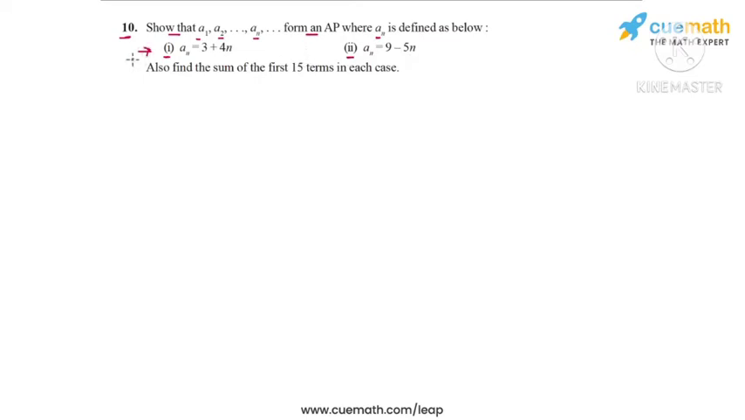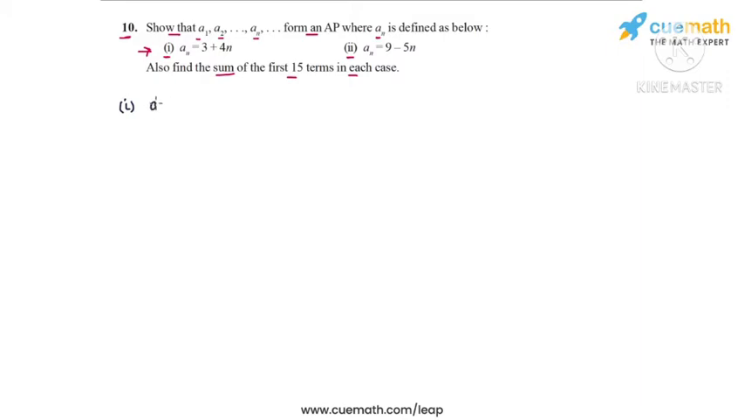So we have to show that in each case, given this definition of the nth term of the progression, it forms an arithmetic progression, and then we have to find the sum of the first 15 terms in each case. So let's do part 1 first. The easiest way to solve this problem is to actually find the first few terms of the progression and then check whether it forms an AP or not.